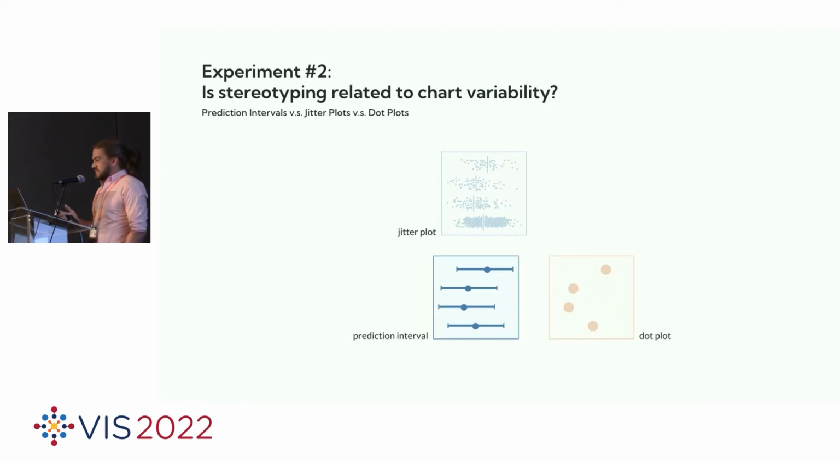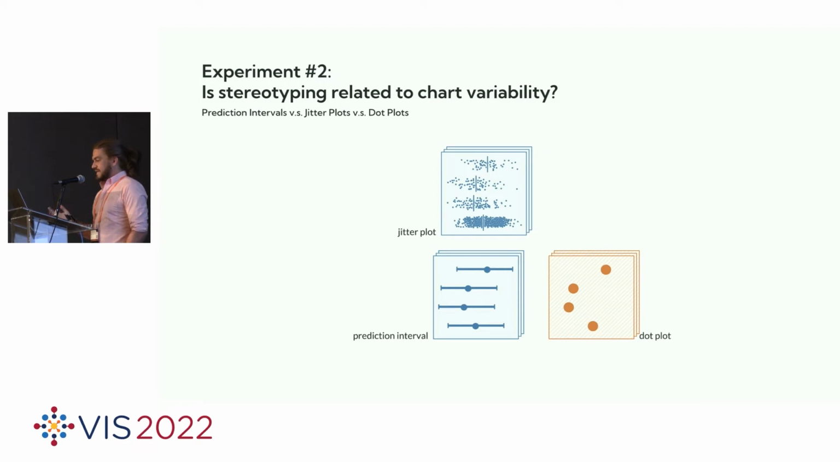Then, in addition to jitter plots, we also tested prediction intervals. Like jitter plots, prediction intervals capture the wide range of individual outcomes, but unlike jitter plots, prediction intervals don't show the shape of the distribution or use individual markers that could be imagined as small anthropomorphic dot people.